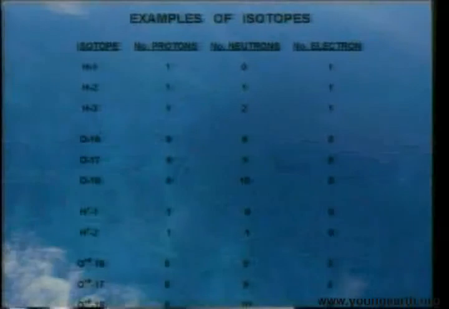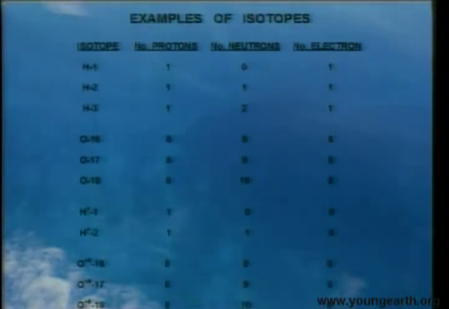Okay, here's some examples of isotopes in the periodic table. I only took a few that are pertinent here. If you look at the first group up here, the hydrogen, you'll see 3 types of hydrogen.